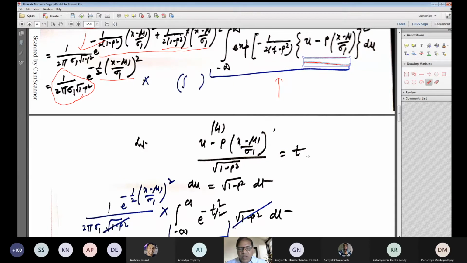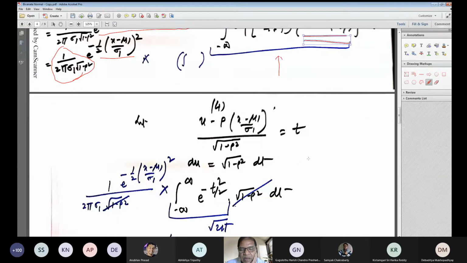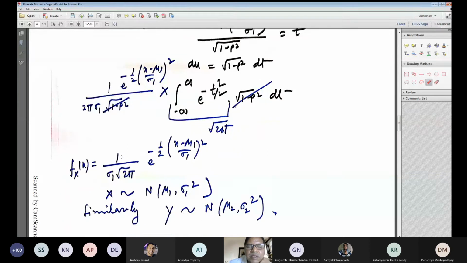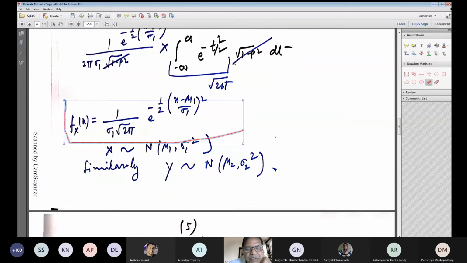So this is equal to t, and if you simplify, then you will get finally this result. So this is the final result which we have got after the simplification.